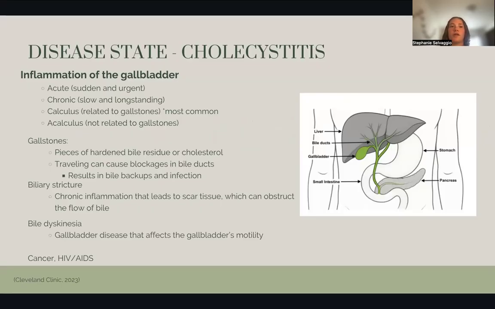Acute is sudden and urgent. Chronic is slow and long-standing. Gallstones are pieces of hardened bile tissue or cholesterol that has crystallized, and traveling can cause blockages in bile ducts, which results in bile backup and infection.